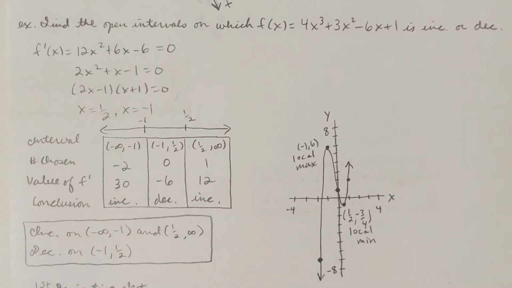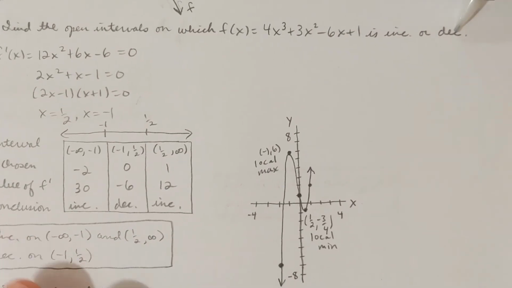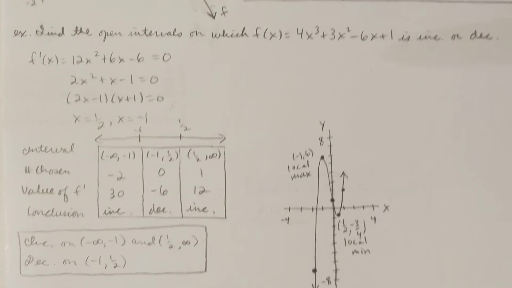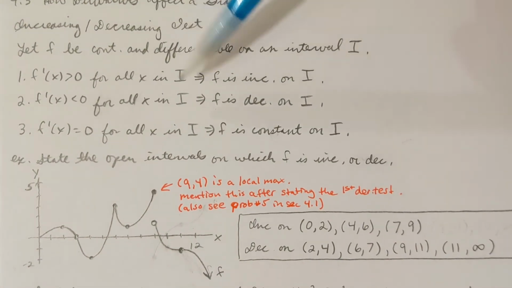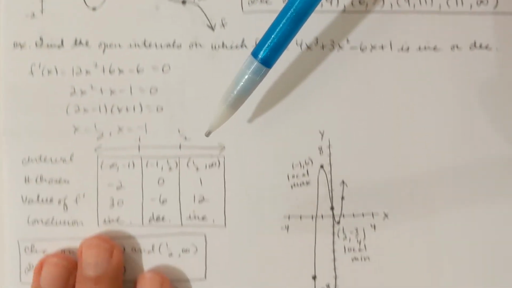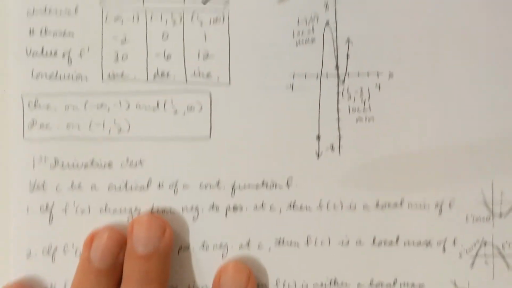Let's take a look at another example here. Find the open intervals on which the function f of x equals 4x cubed plus 3x squared minus 6x plus 1 is increasing or decreasing. I'm going to use the increasing and decreasing test, which, after we see this example, is also called the first derivative test. I'll talk about that here in just a moment.